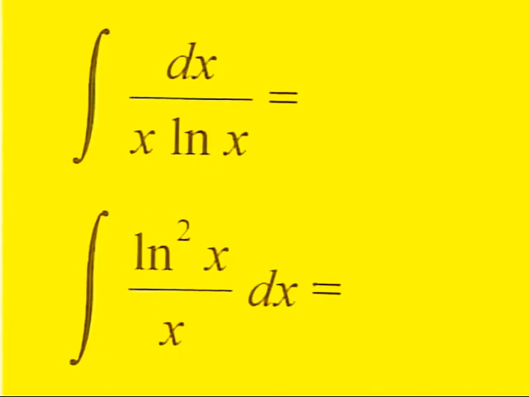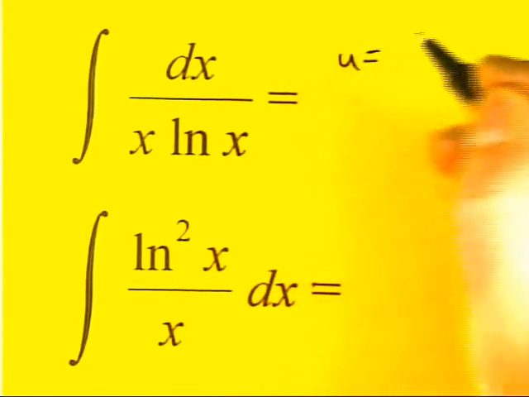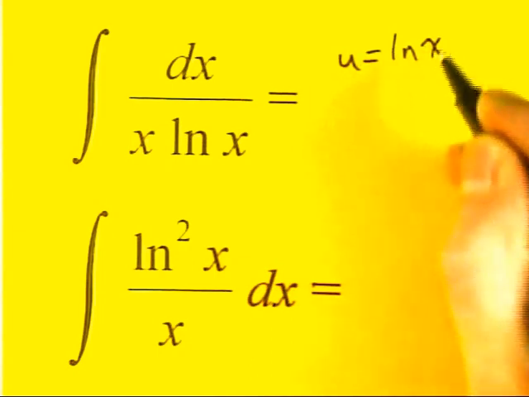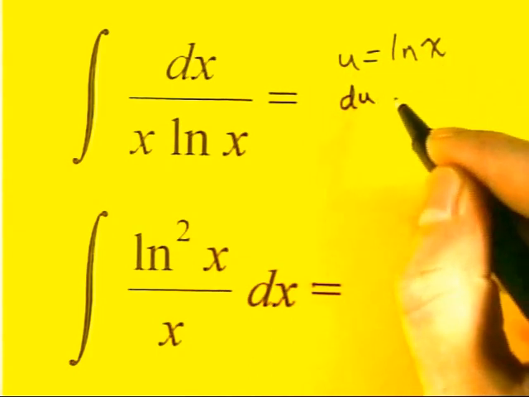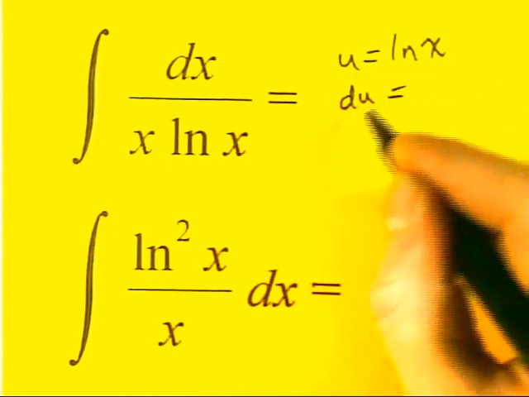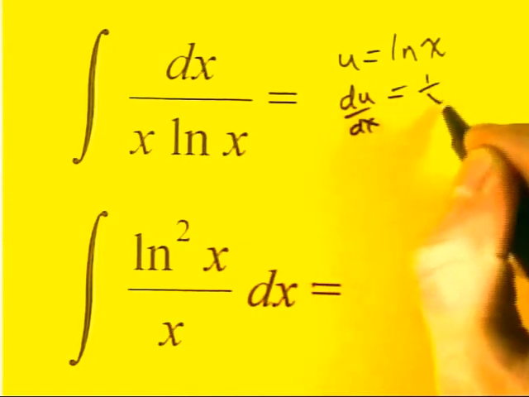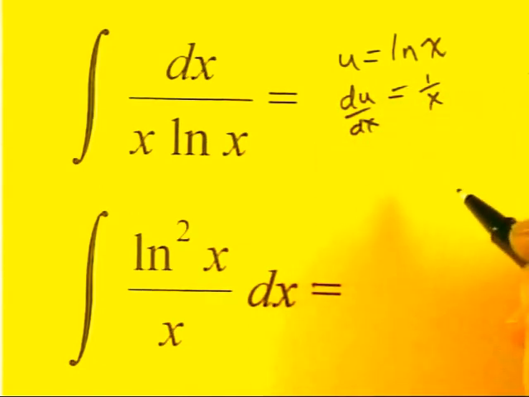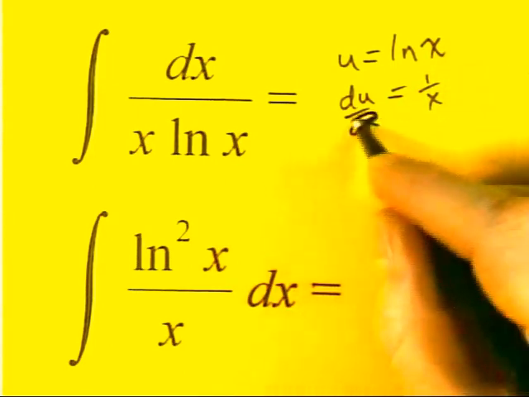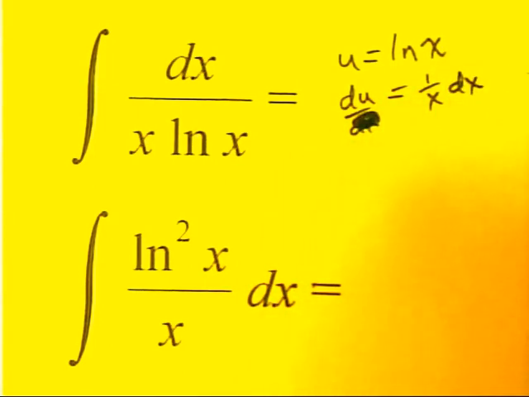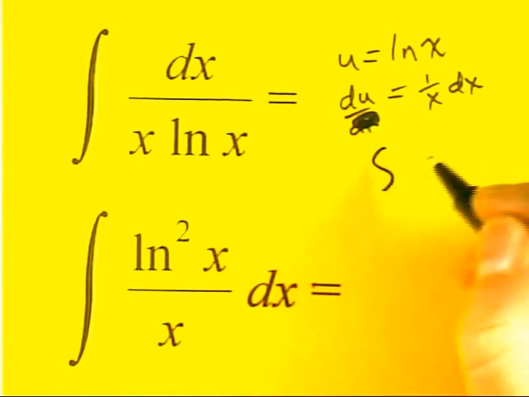I'll do the top one. The top one, okay. All right, so Courtney, you get the head start. Okay, u is going to be natural log of x, and du is 1 over x dx. Okay, so du is equal to 1 over x dx. And so you're going to rewrite it, and it's going to be the integral of du over u.